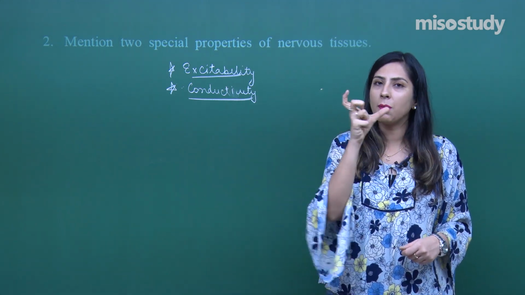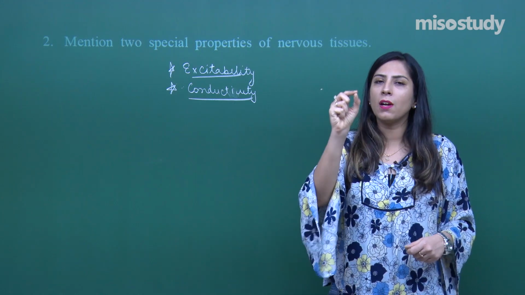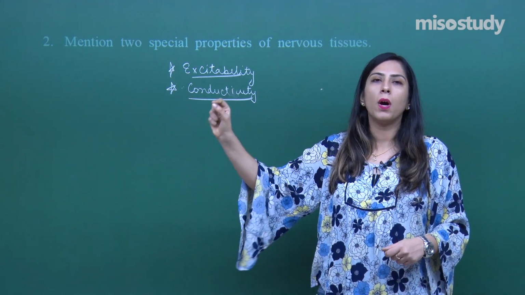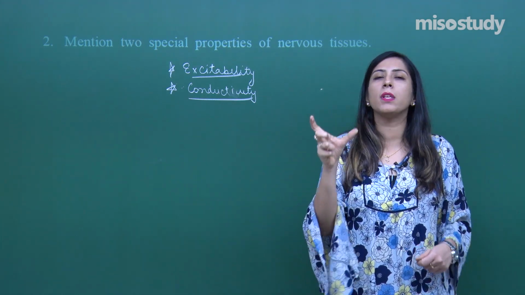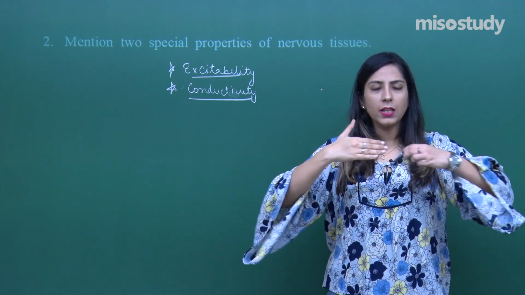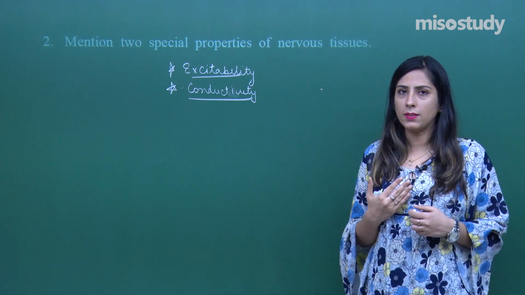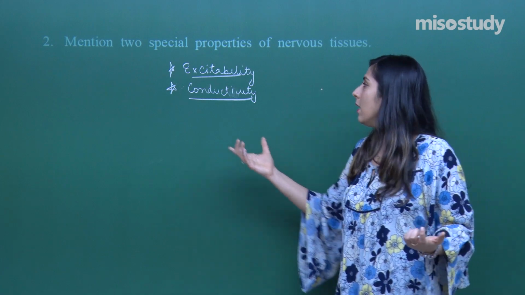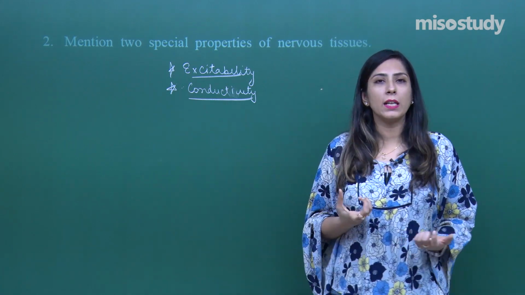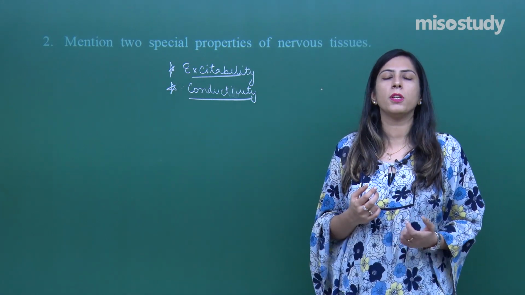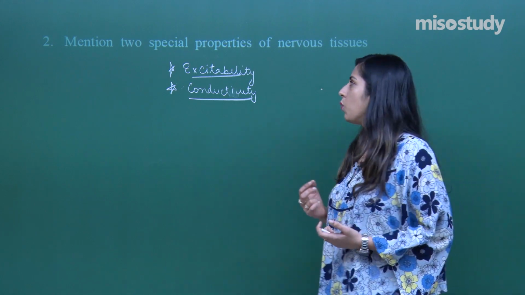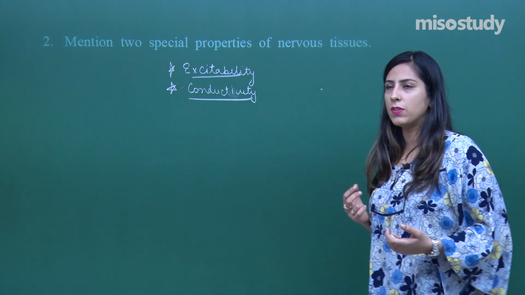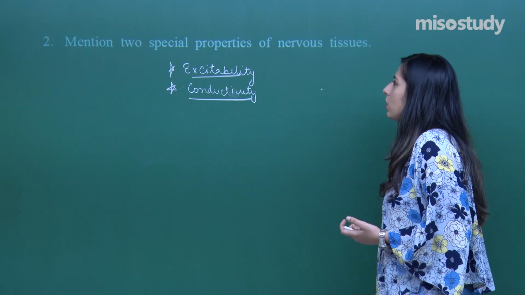And later that impulse is transported from one place to another. Basically it is transported with the help of neurons, and these neurons are connected to one another. We have studied the same in the sessions. So that is called conductivity. So these are the very important properties of nervous tissue, excitability and conductivity. Let's move on to the next question.